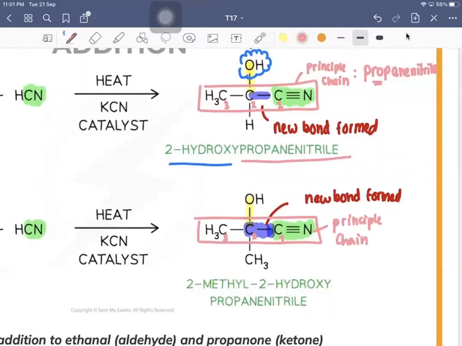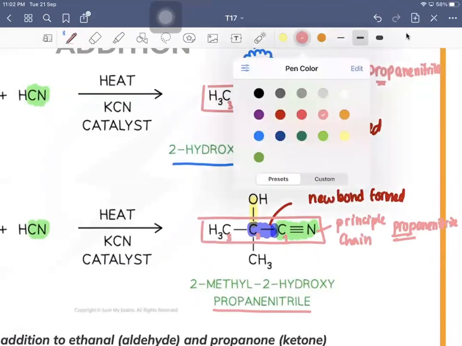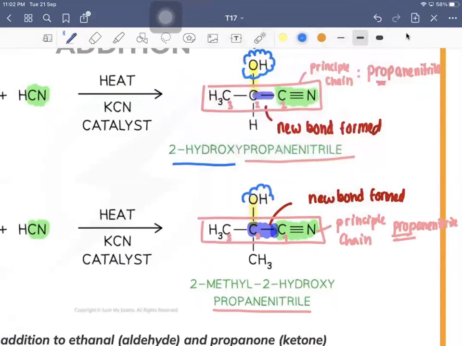Nothing new. It's got 3 carbons, so it's called propane nitrile. Prop. Okay, so that's propane nitrile. And then my side chain, if I use blue, this is my side chain on carbon number 2, and this is my side chain on carbon number 2 as well.